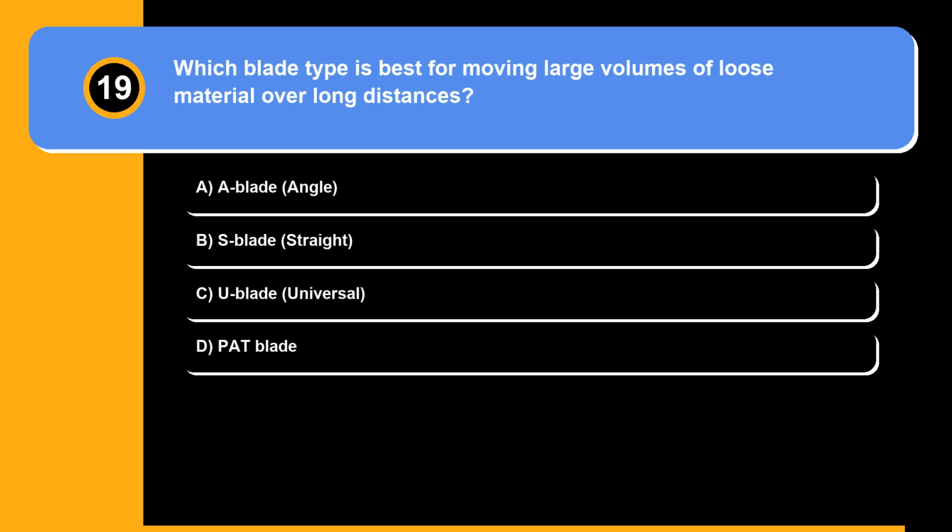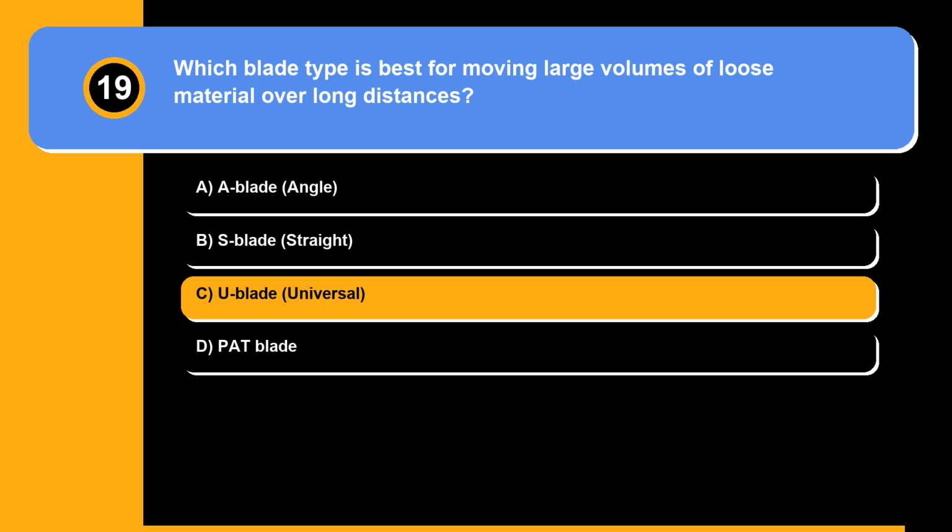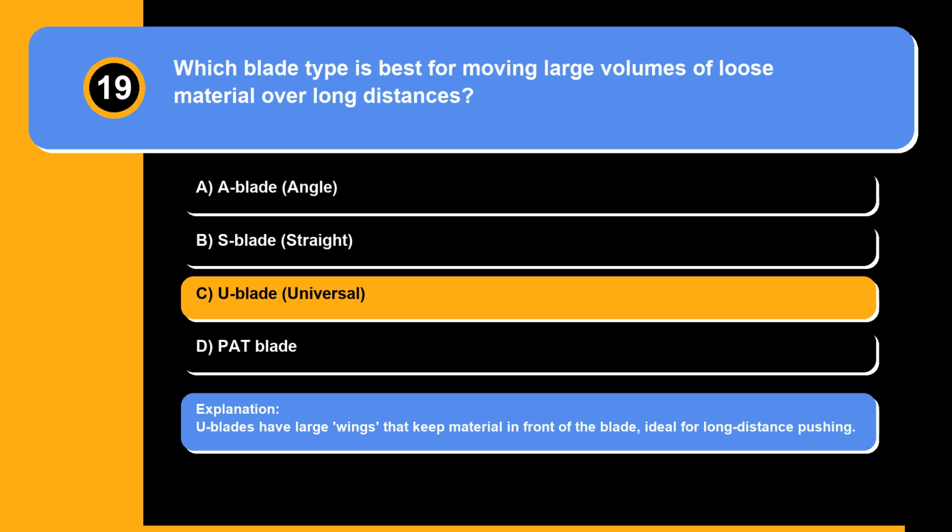Question 19. Which blade type is best for moving large volumes of loose material over long distances? A. A-blade, angle. B. S-blade, straight. C. U-blade, universal. Or D. Pat blade. The correct answer is C. U-blade, universal. U-blades have large wings that keep material in front of the blade, ideal for long-distance pushing.